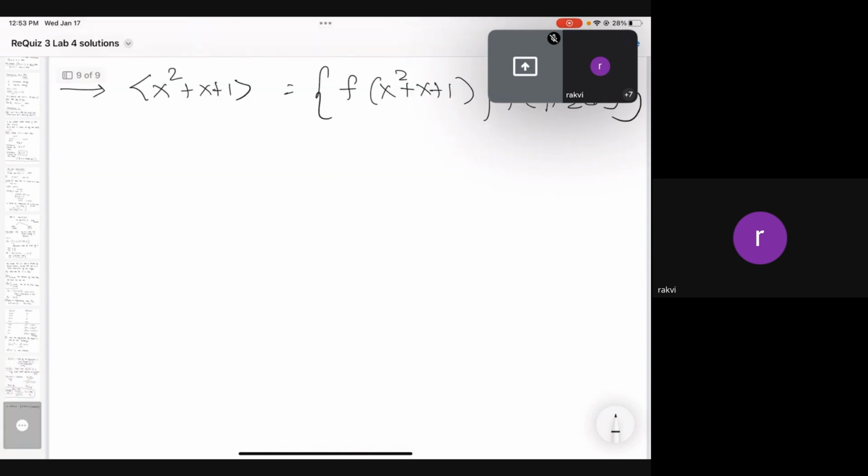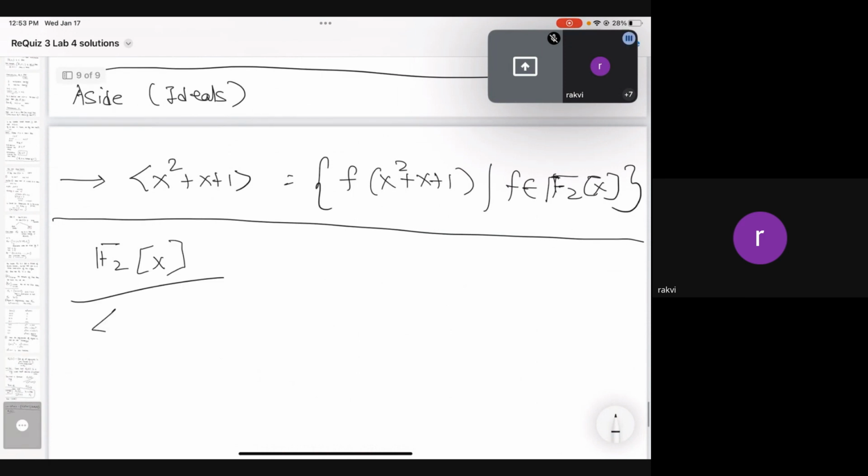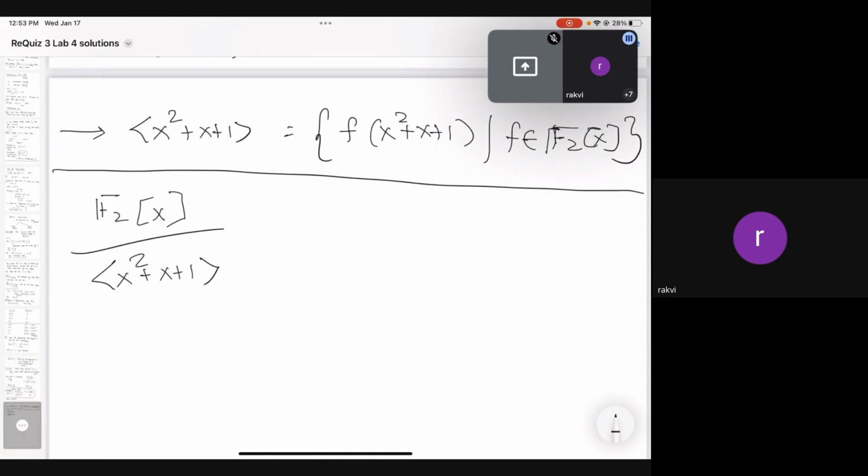So F2[x] mod this ideal. The first observation is that I'm dividing by a degree 2 polynomial. So constants are okay, degree 1 polynomials are okay, even certain degree 2 polynomials are fine. But whenever you go to a degree 3 polynomial and divide by x squared plus x plus 1, you will end up with a remainder of degree less than 2. So all we have to care about is describing polynomials up to degree 2 essentially.